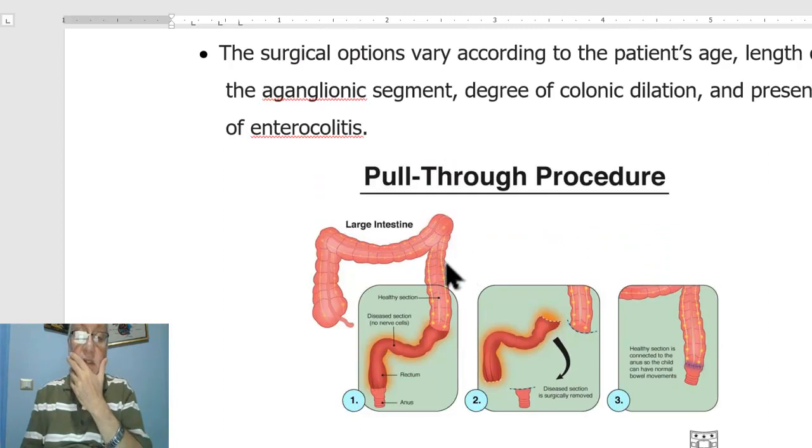The first stage is proximal colostomy. The proximal bowel segment is opened on the surface. The proximal colon, the normal ganglionic area, is opened on the surface as a proximal colostomy for intestinal decompression.